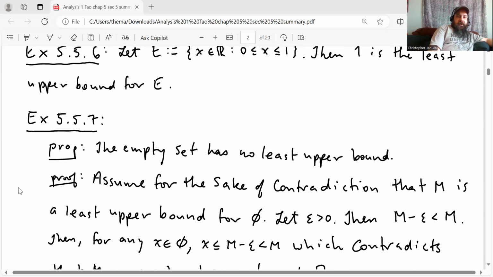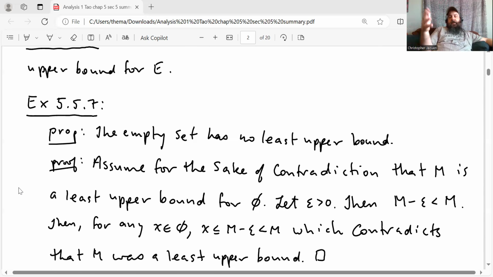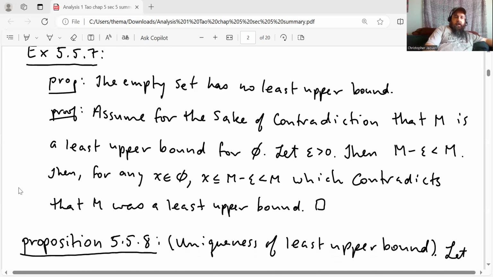All right, and he has another example here where he makes a statement and then asks the reader why. So again, I'm just proving that here. So this is example 5.5.7. The statement is the empty set has no least upper bound. And here's my proof. Assume again for the sake of contradiction that M is a least upper bound for the empty set.